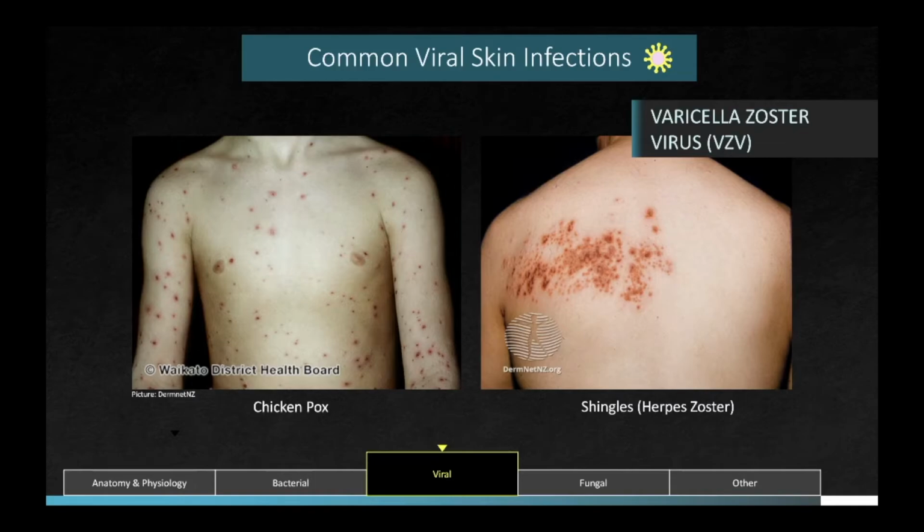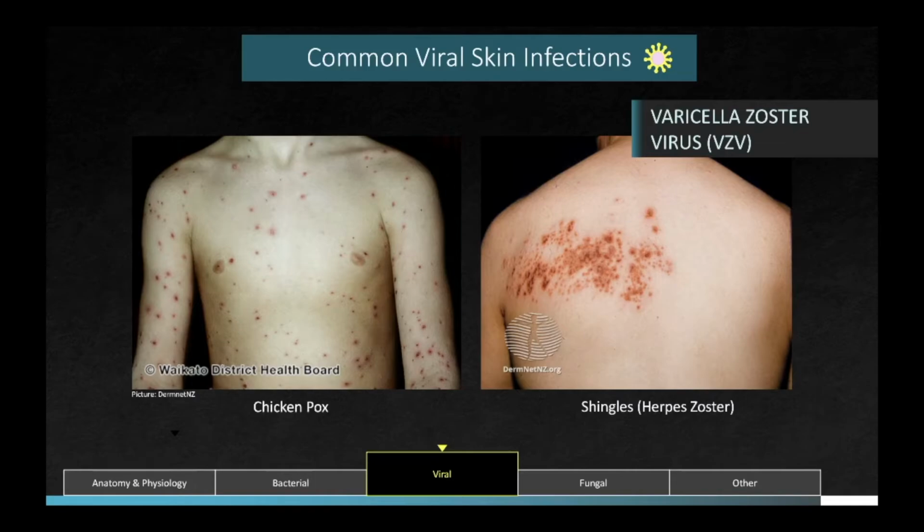Occasionally, chickenpox may need to be treated with antiviral agents, especially in the setting of more severe illness such as encephalitis or pneumonitis. The other common presentation of varicella zoster virus is that of shingles or reactivated VZV. This is also referred to as herpes zoster infection.